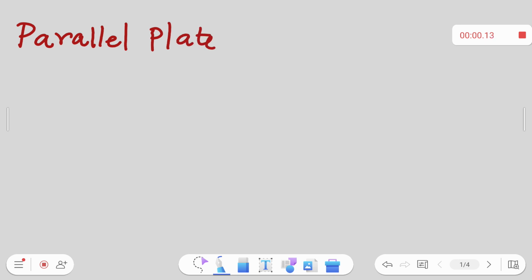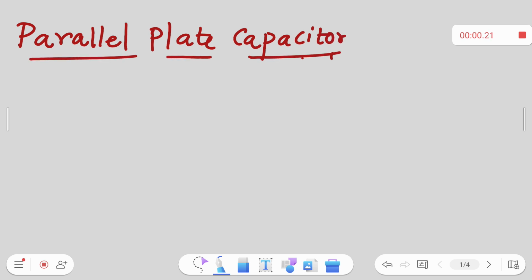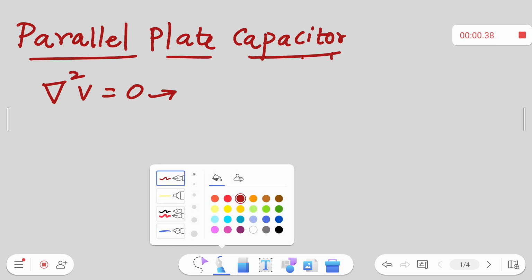So now I am going to teach what the applications of the Laplace equation are, especially in finding the capacitance and inductance. You know the Laplace equation is del square V equal to 0. Based on this equation, I'll explain how to derive the capacitance of a parallel plate capacitor.